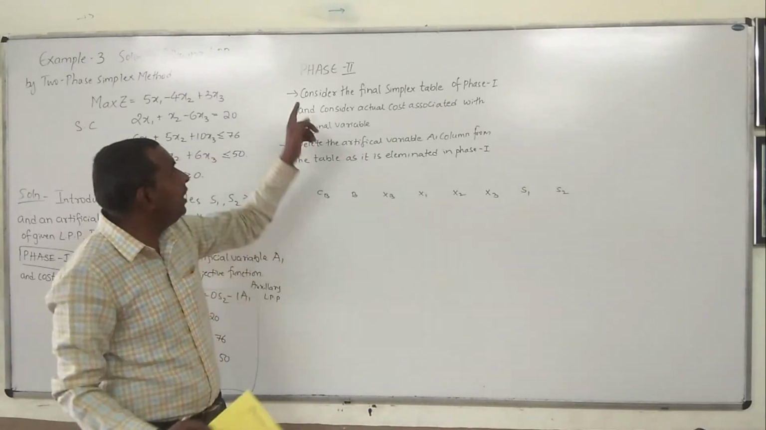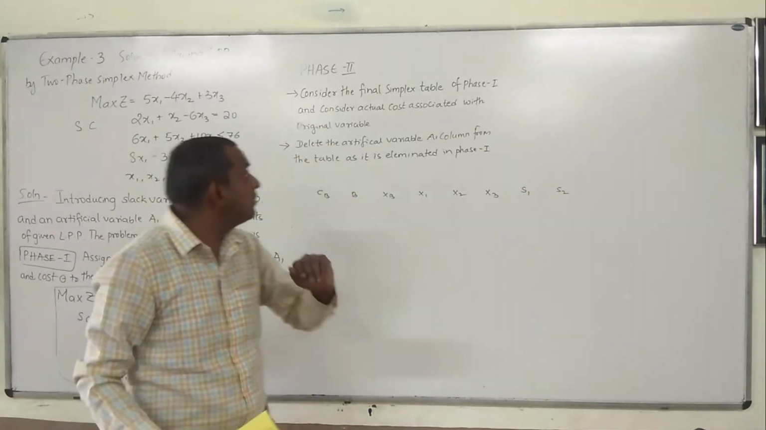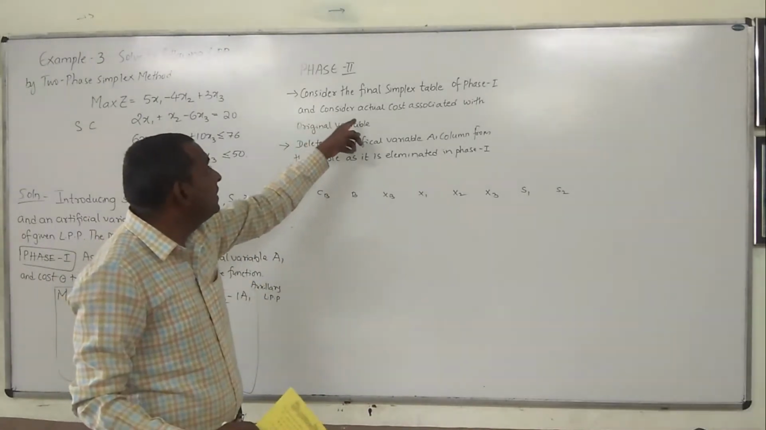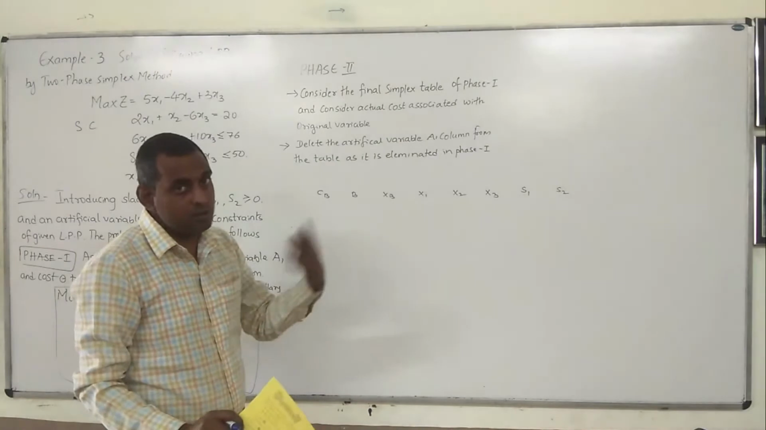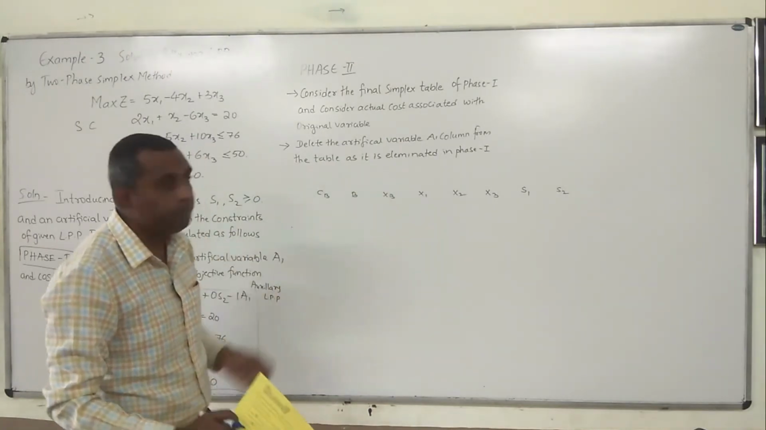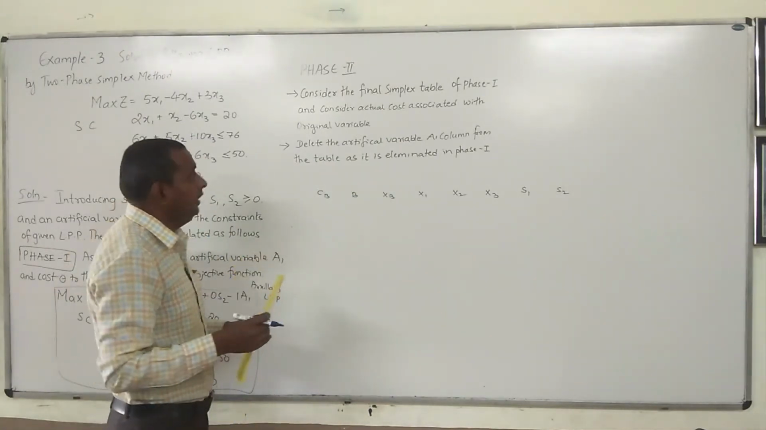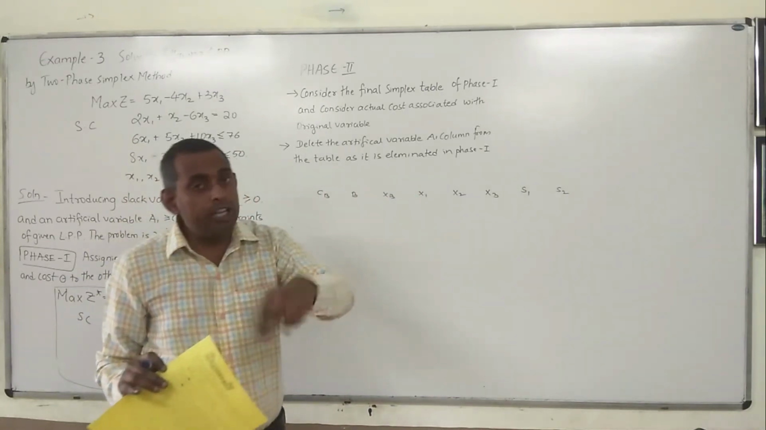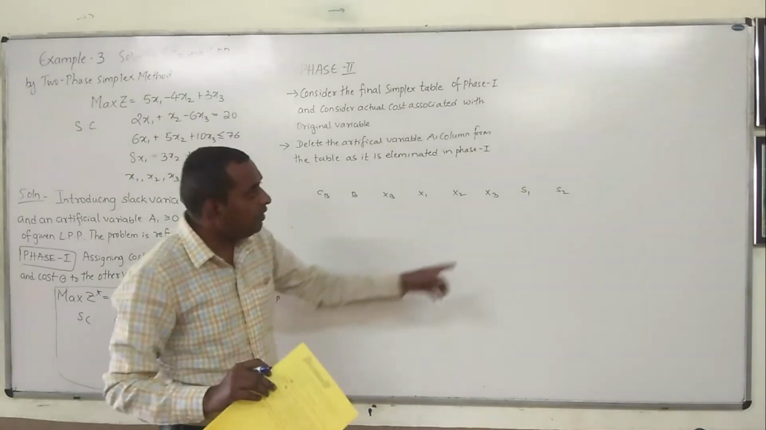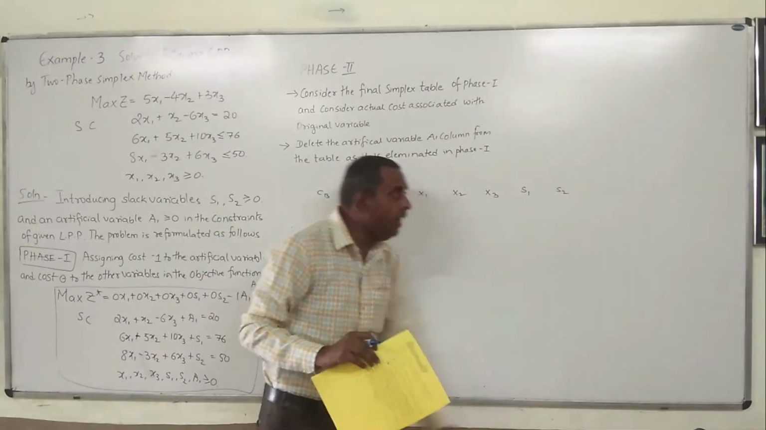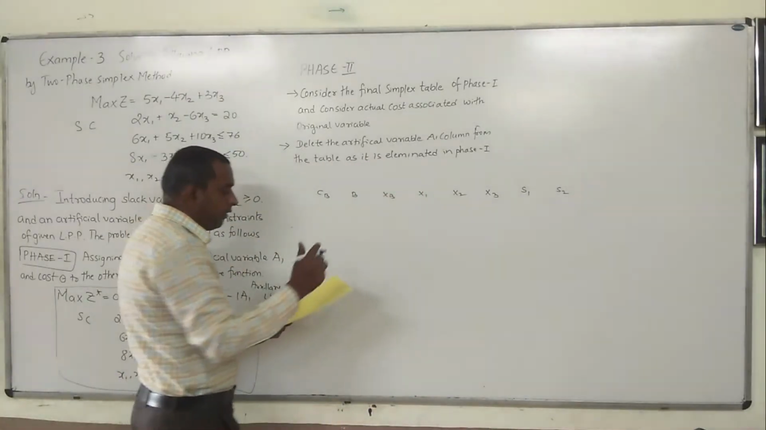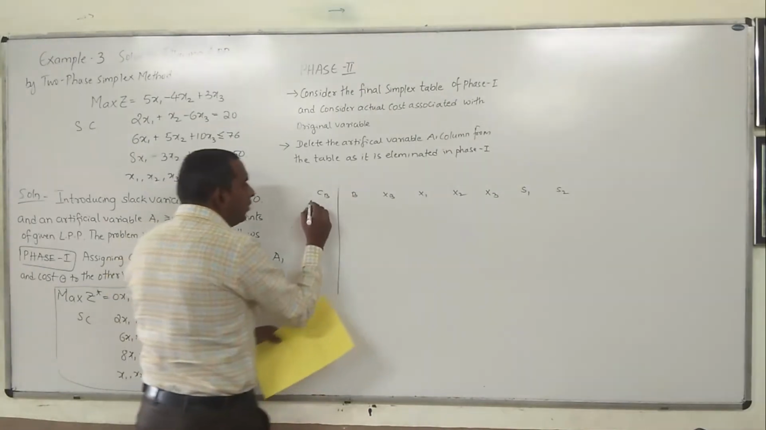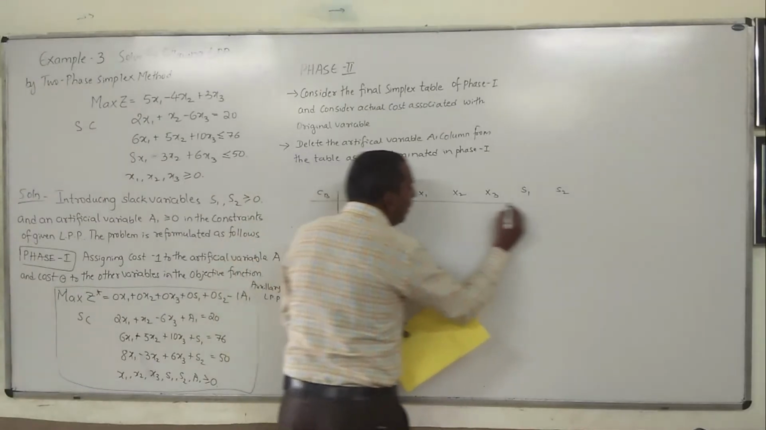So the first one is what? Consider the final simplex table of phase 1, and consider the actual cost associated with it in the original table, and delete the artificial variable because it is already eliminated in phase 1. That's why we have not included any artificial variable here. So let me write the values here. So let me draw the table.